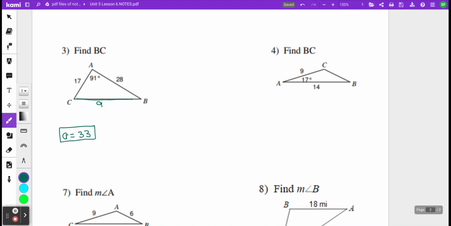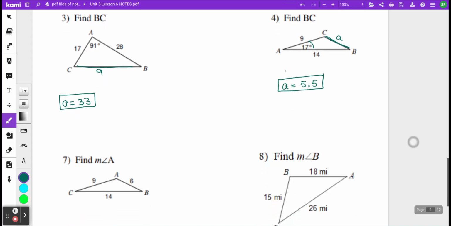And for number 4, we're looking for BC, which is across from angle A. So again, you're trying to find A, and you should get 5.5. If you do not get those answers, go back, look at the first 2 equations, and you should be able to set it up exactly the same way.